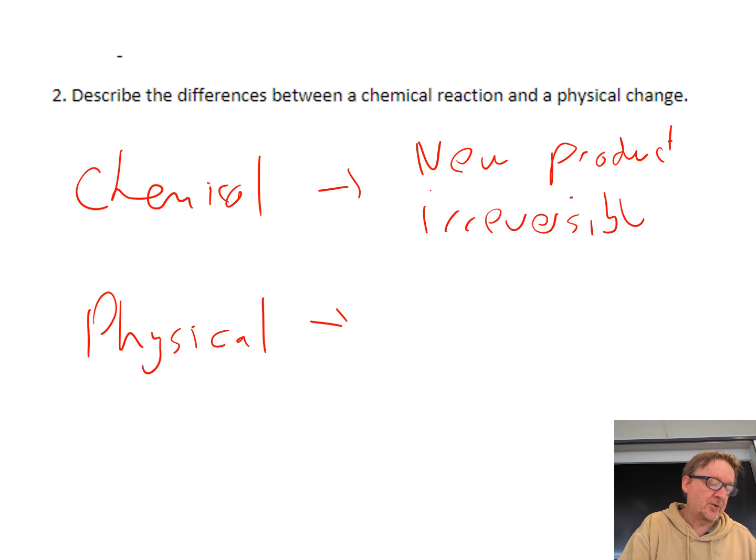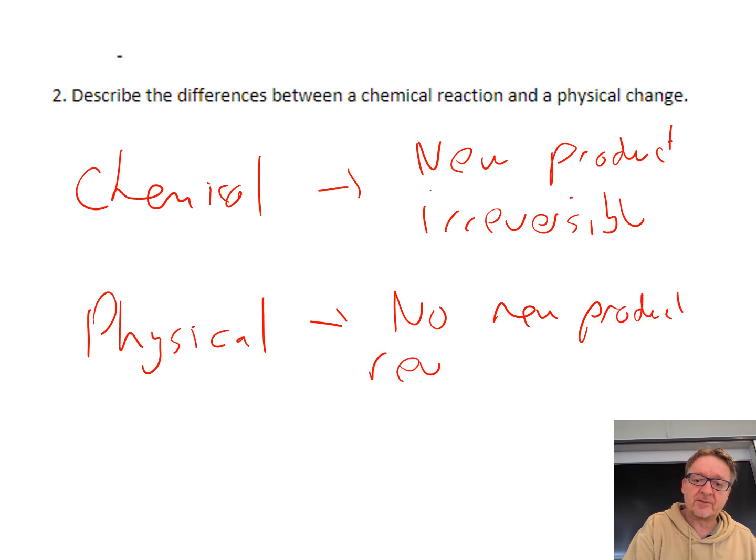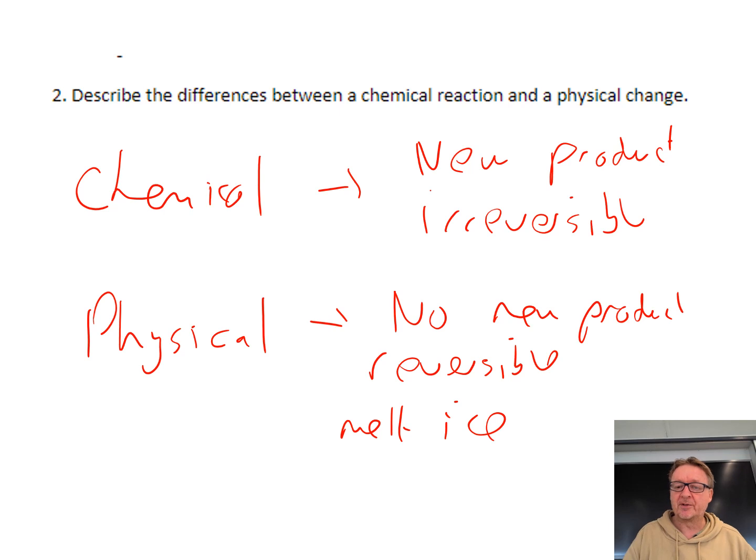And a physical change has no new products and it is reversible. A good example of this is melting ice. There's no new product, and it is reversible. It's a physical change.